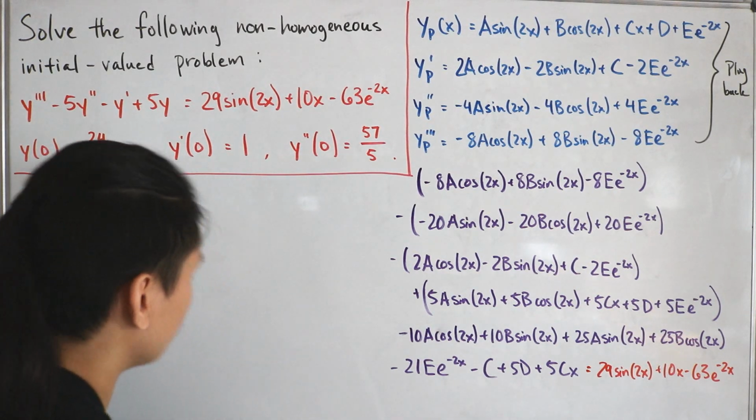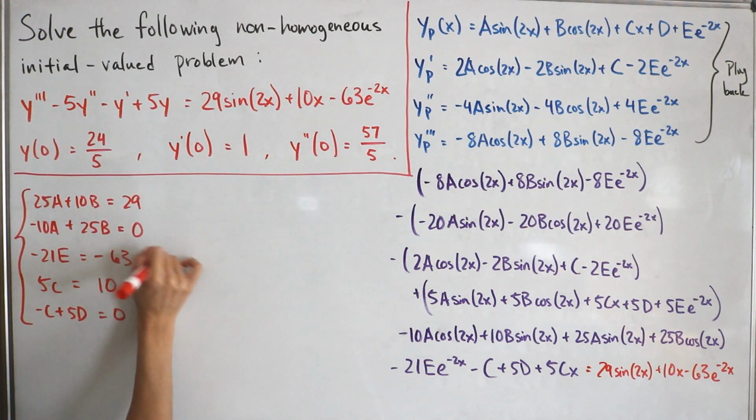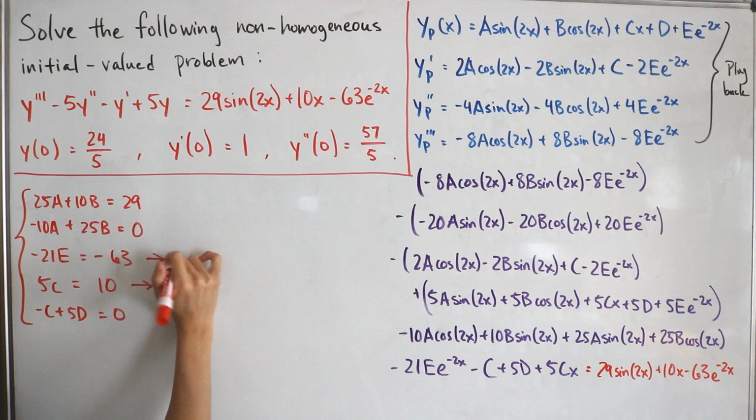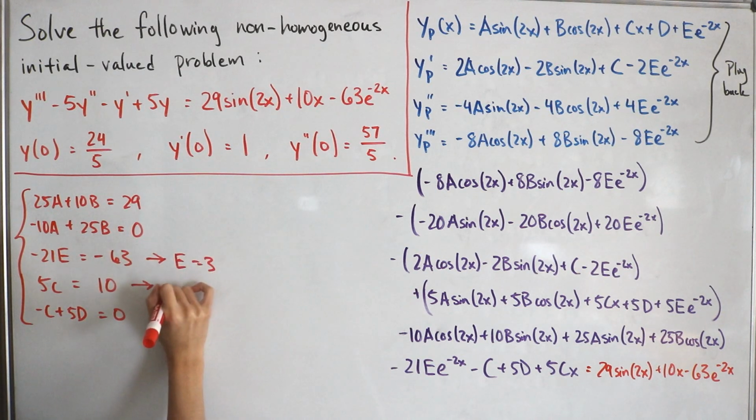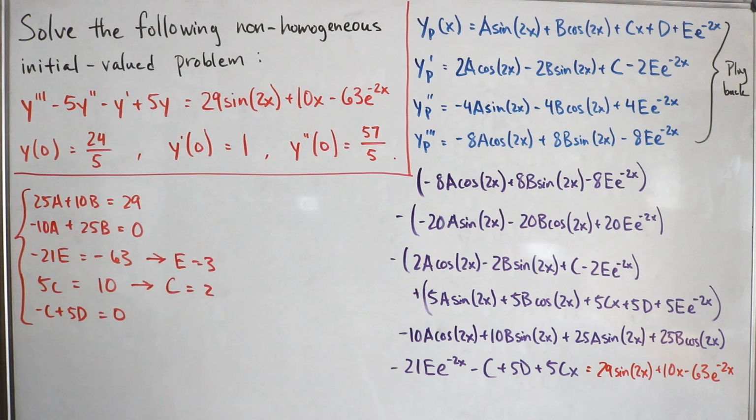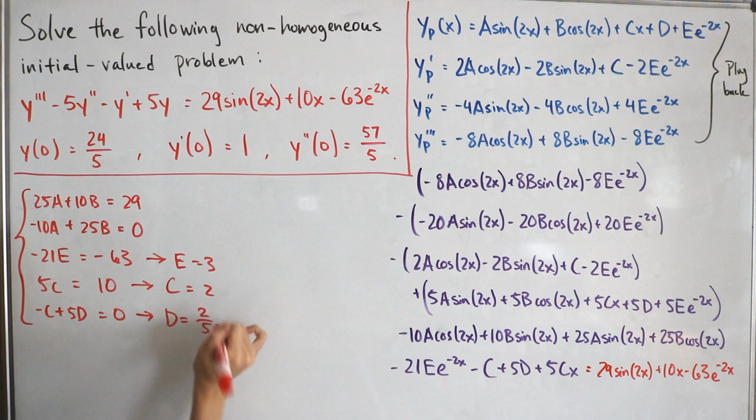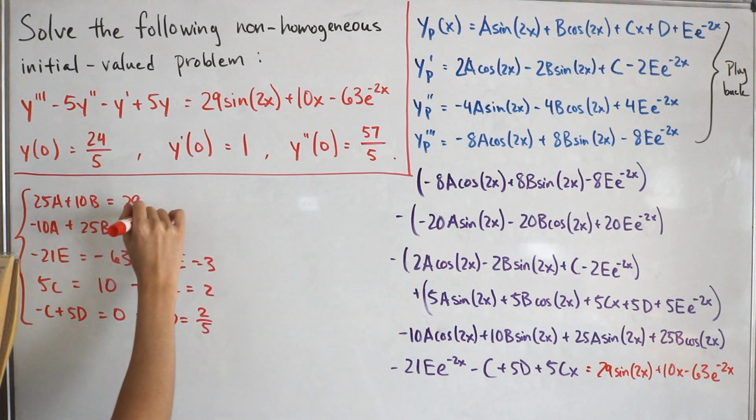So it makes things a little bit easier, and for one we see that E is equal to 3, c is equal to 2. And if I plug the 2 back over here and solve for that, that means I have that d is equal to 2 divided by 5. So we're actually just left with these two equations to solve.